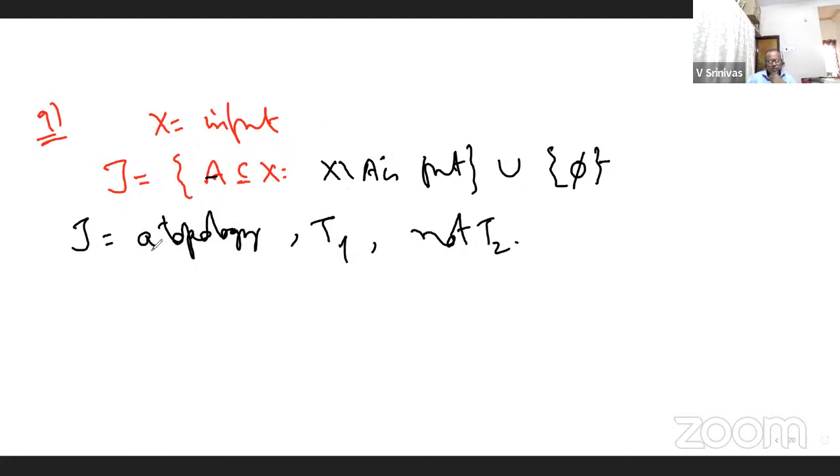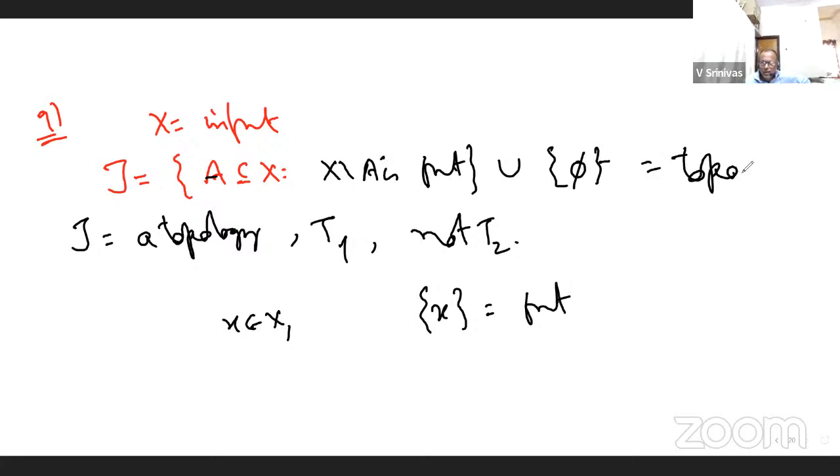This topology can be shown to be T1 and it is not T2. Once you show that this is a topology, T1 comes from the fact that singletons are closed. If x is in capital X, the singleton x is a finite set. Once you show that this is a topology, the cofinite topology, each member of this topology is said to be an open set.